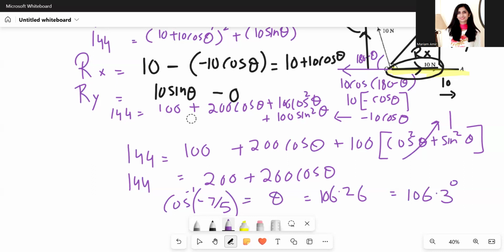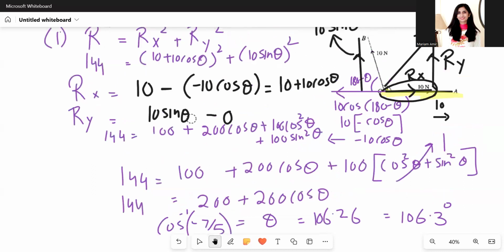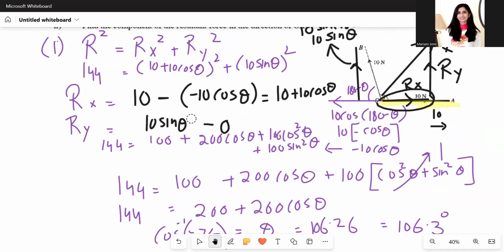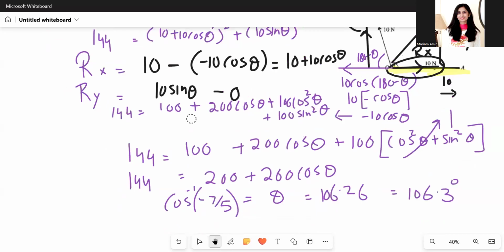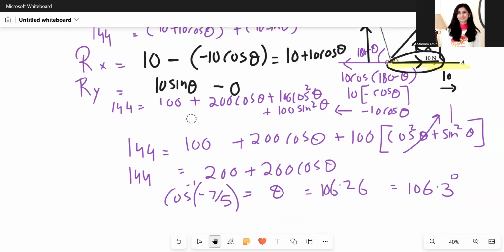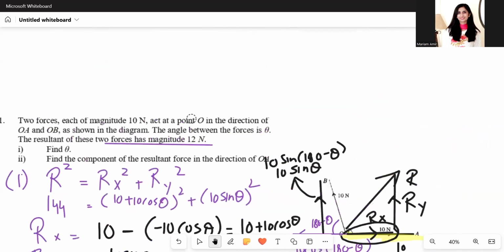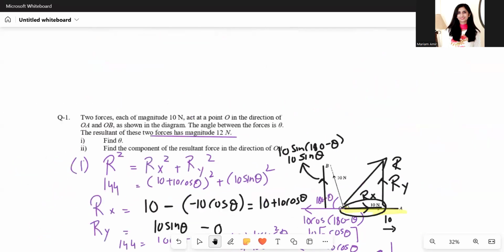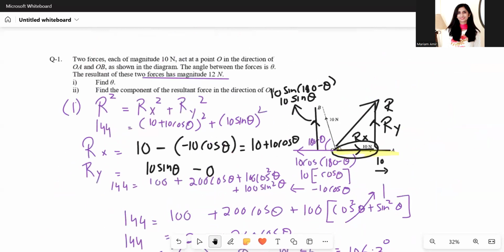Okay, moving on. Next it says, just a second, let me double check this. 144 minus 200 divided by 200 is minus 7 over 25. And shift cos of this is 106.26.